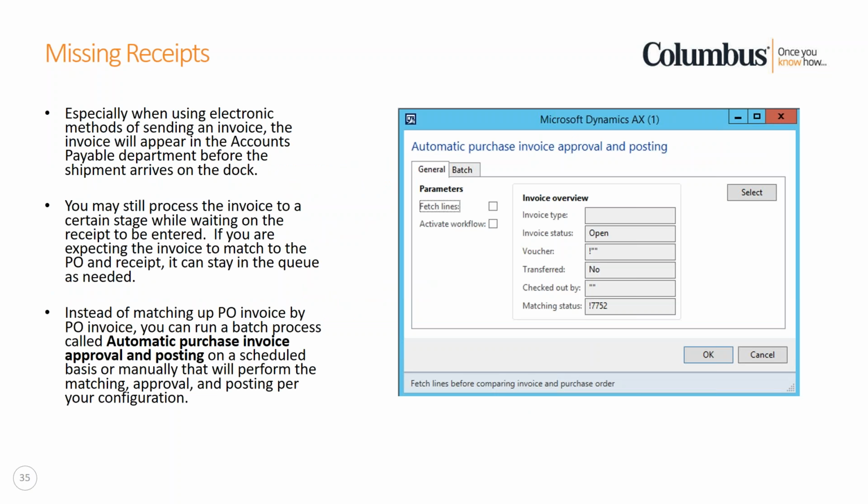Missing receipts: sometimes, especially with VDI invoices coming in, the invoice may arrive before the physical goods, so the matching can't take place. These can be saved in a holding area, with an automatic batch set up to run every day or whatever, and it will pick up and process the invoice when the goods receipt has finally come in.